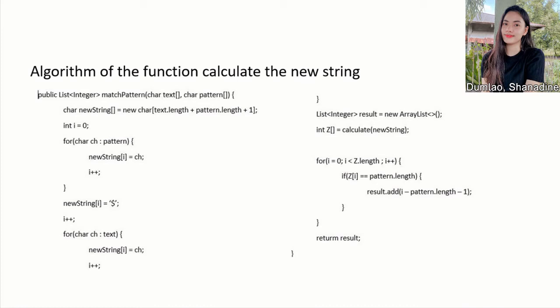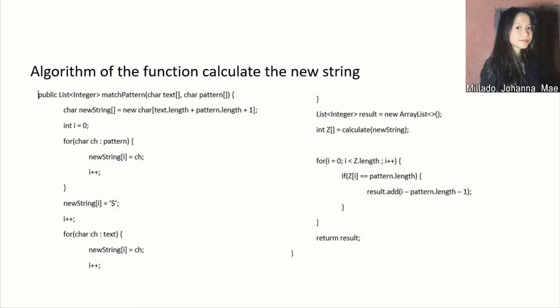Now we will call the function calculate with this new string, which is going to return the Z array. Then we will iterate over the Z array to look for the locations where the value of the Z array is the same as the pattern length. Then the result will add the index minus the length of the pattern minus 1. So this is how the Z array is created.